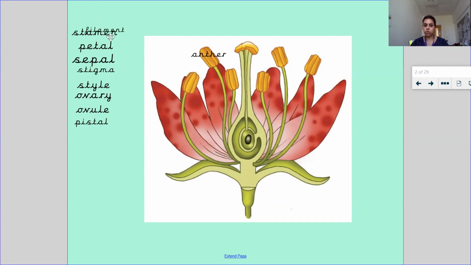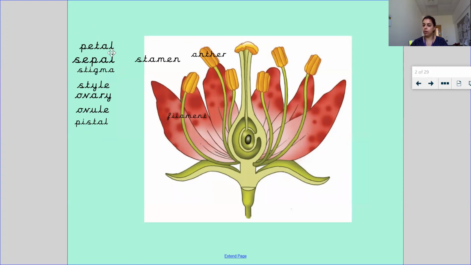Then we've got the filament. The filament is this green long bit here. It's not always green on flowers, but in this one it is. And that supports and holds the anther. So the anther produces the pollen that's collected by bees and other insects, and the filament provides support to the anther, so it holds it up nice and clearly for them to see. The anther and the filament together make the stamen. The stamen is the masculine part of the flower.